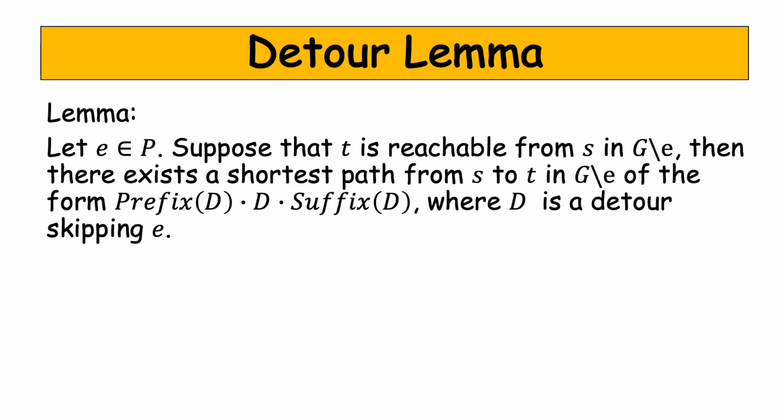Let us prove a simple lemma that is used by various algorithms. Let E be an edge in the path P, and suppose that T is reachable from S in G minus E. Then there exists a shortest path from S to T in G minus E of the form prefix D, dot, D, dot, suffix D, where by dot I mean a concatenation, and D is a detour skipping E.